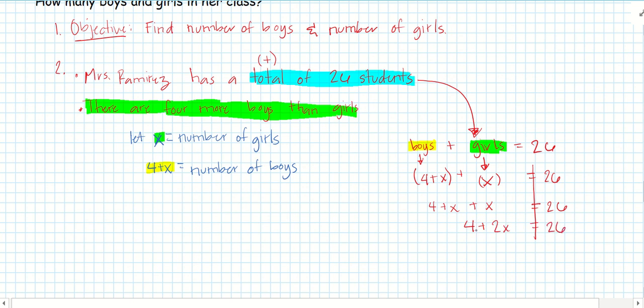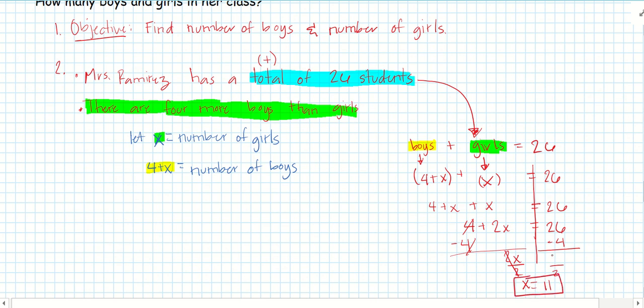Now I'm going to get rid of the 4 to solve for x. So minus 4, minus 4. 2x equals 22. Divide by 2. x equals 11. So that means if x equals 11, there are 11 girls. Okay?